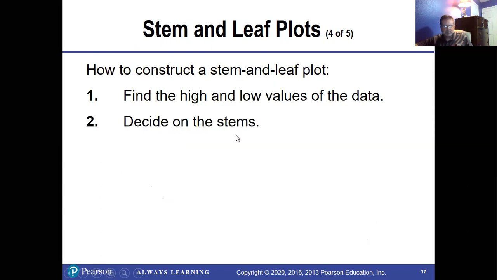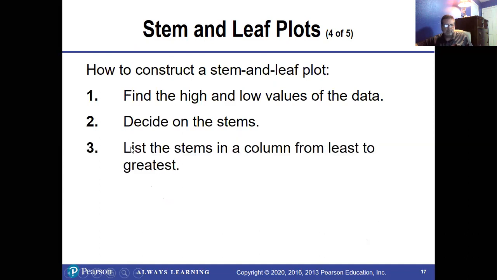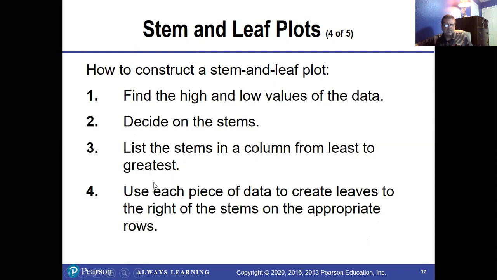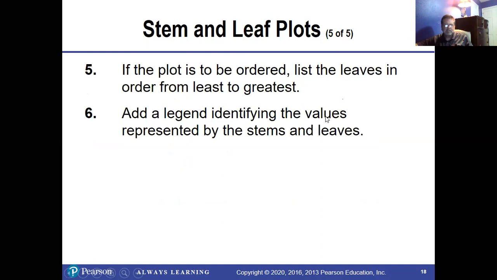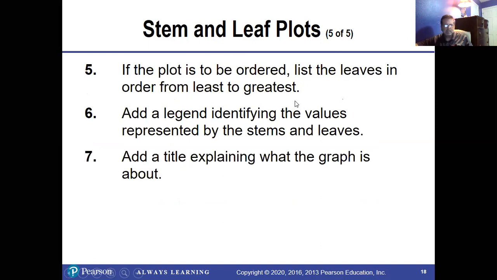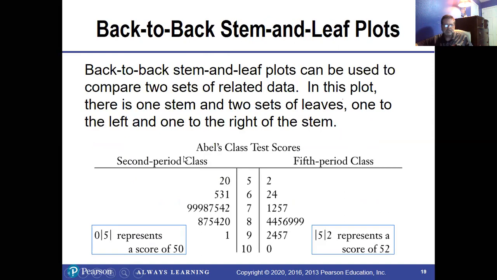Decide on the stems. That's what we just talked about. List the stems from least to greatest. Use each piece of data to create leaves right of the stems on appropriate rows. If the plot is to be ordered, list the leaves from least to greatest. Add a legend to identify how you're using the stem and the leaf. Add a title explaining the graph. A lot of times we forget about the title. Make sure it has the title.